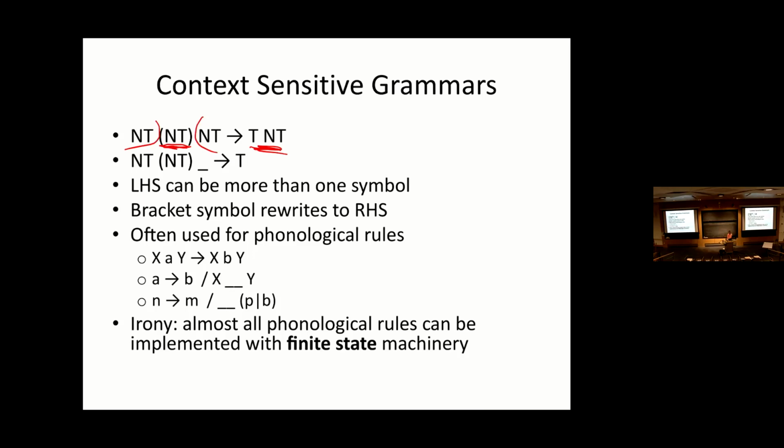Or this non-terminal would only be rewritten as this terminal when it occurs between this non-terminal and something. So the left-hand side in context-sensitive grammars can have more than one symbol, but only one of those symbols gets rewritten. Does that make sense? So there's one that gets rewritten and the others are context, left and right context. So we could think of this as NT, T, NT, NT. You know, put the context back in the right-hand side of the rule.